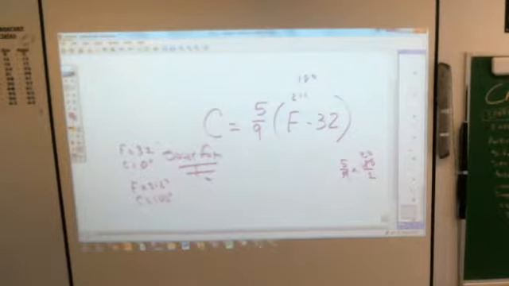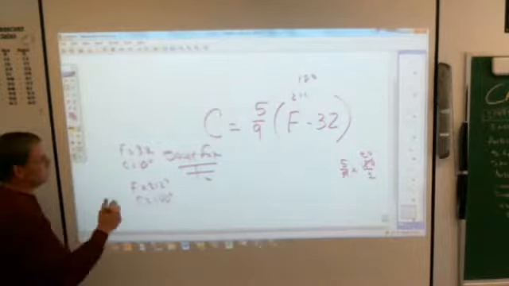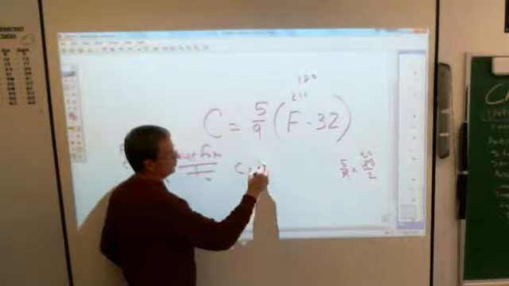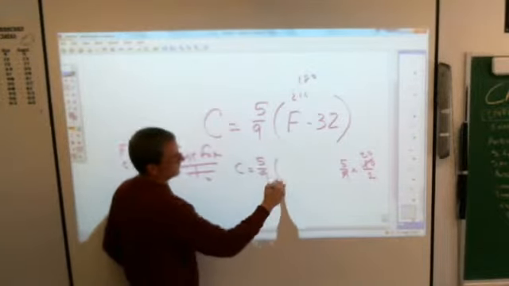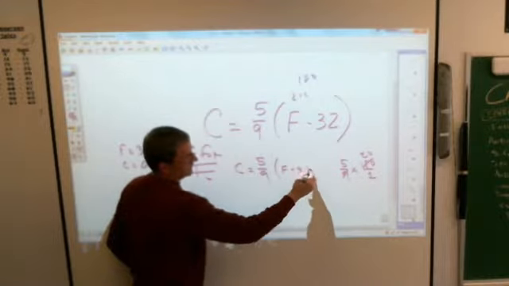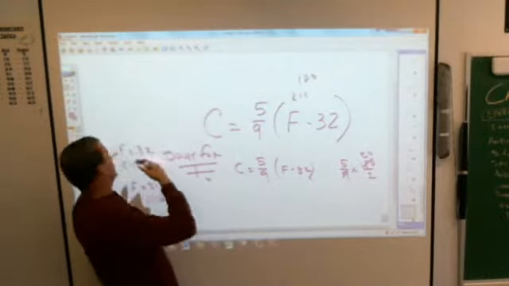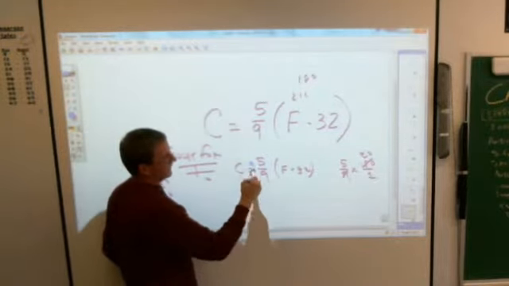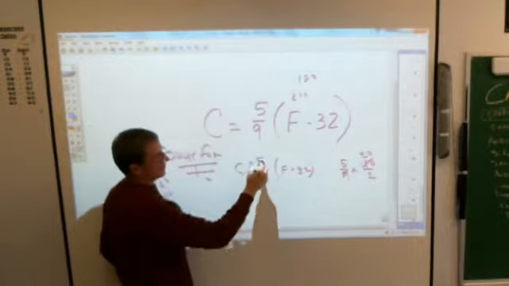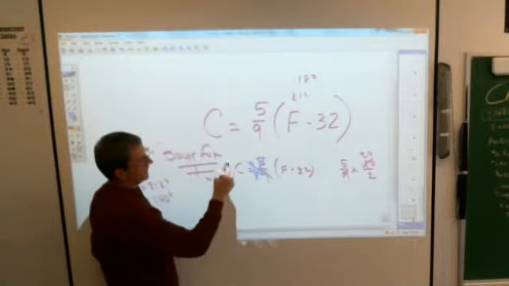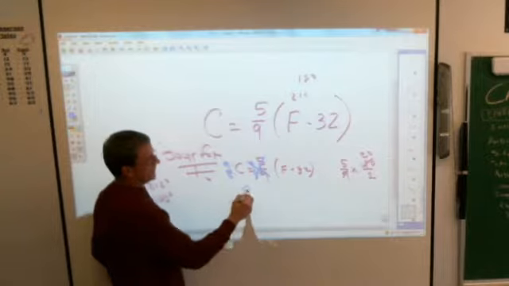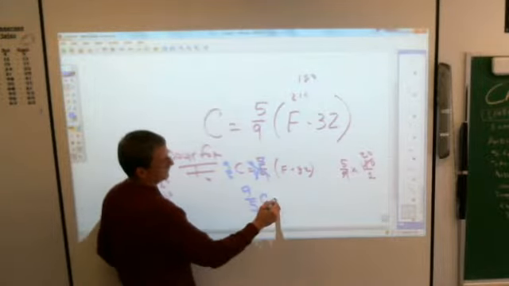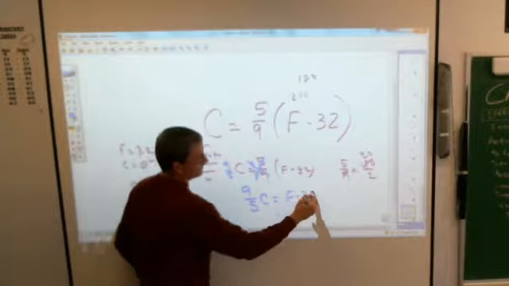Wait, let's go back to any time I have a fraction next to a letter. What do I do to get rid of it? Joseph? Look at Joe. Joseph, you get the award for today. Joseph said this: I'm going to flip and multiply both sides by 9/5. Because if I multiply this side by 9/5, that all crosses off and goes away. But I have to also keep this as 9/5 here. So now I have 9/5 times C equals F minus 32.